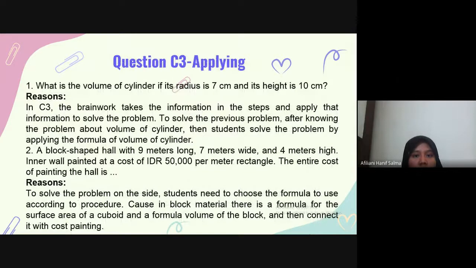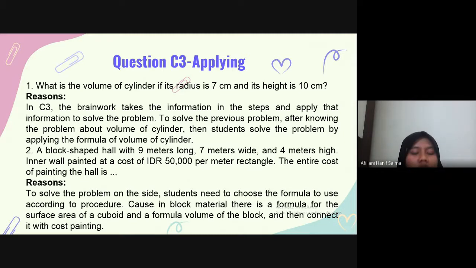The next question is in situ, or applying. For example one: what is the volume of a cylinder if its radius is 7 centimeters and its height is 10 centimeters? The reason is in situ, the brain takes the information in the step and applies that information to solve the problem.